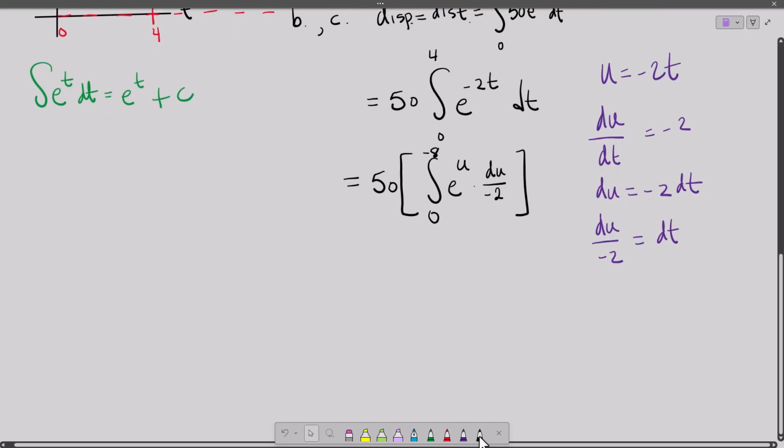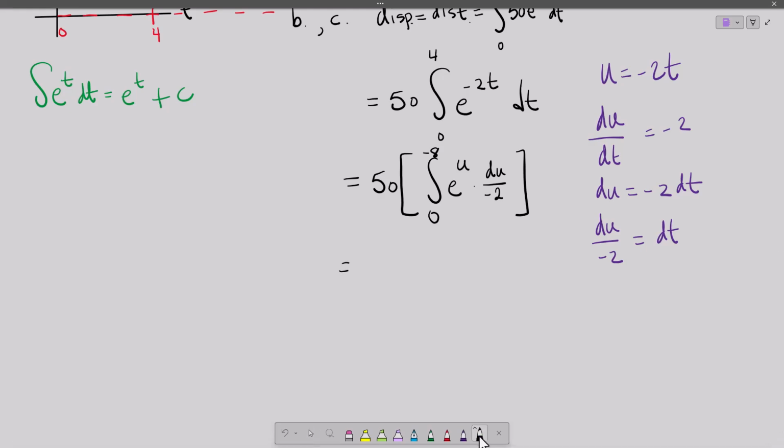Negative 2 in the denominator is a constant. It can factor to the front and give us negative 25. And then, what is the integral? So this has now been factored to the front, so that's sort of gone. What's the integral of e to the u du? E to the u, right? It's the one function that's so mysterious. It is its own derivative. It is its own integral. So we have an e to the u. Limits of integration are 0 to negative 8. Got that?